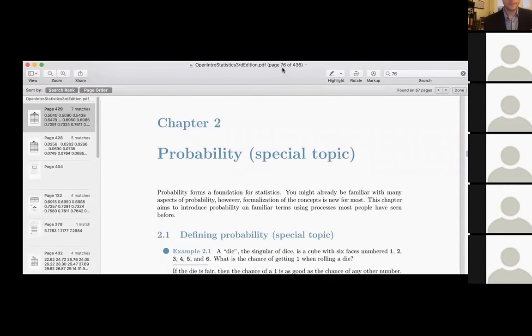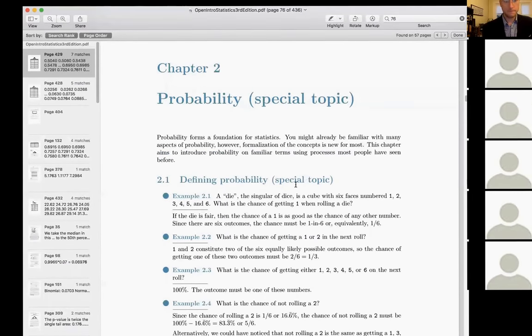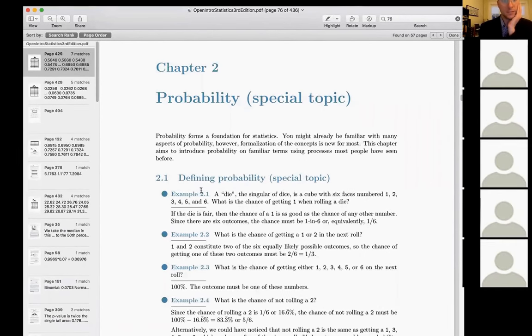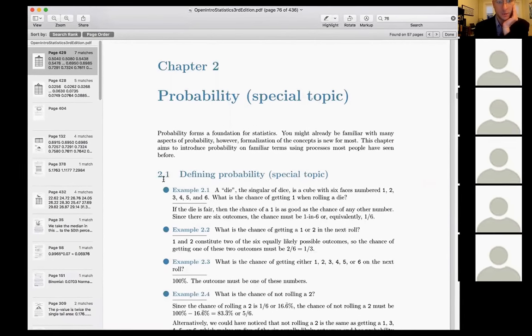I don't want to bloviate on this. We're already 20 minutes in. And I want to focus on some of the fundamental concepts that are essential to knowing the rules and how we deal with probability in understanding empirical data.